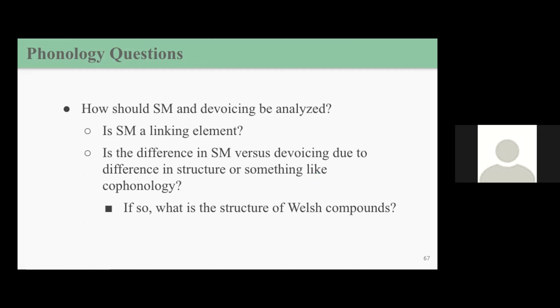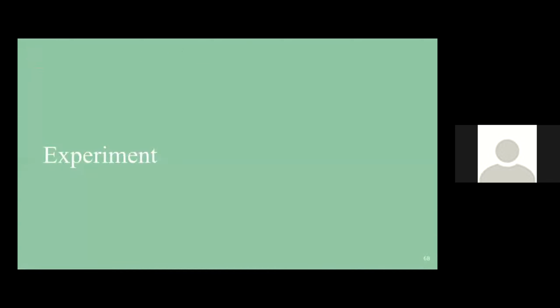And crucially, is the difference in soft mutation versus devoicing due to the structure, or is it something more like phonology? And if so, what is the actual structure of Welsh compounds? Just leading back to that. And one nice thing about this is a lot of these gaps can be filled in by an experiment.